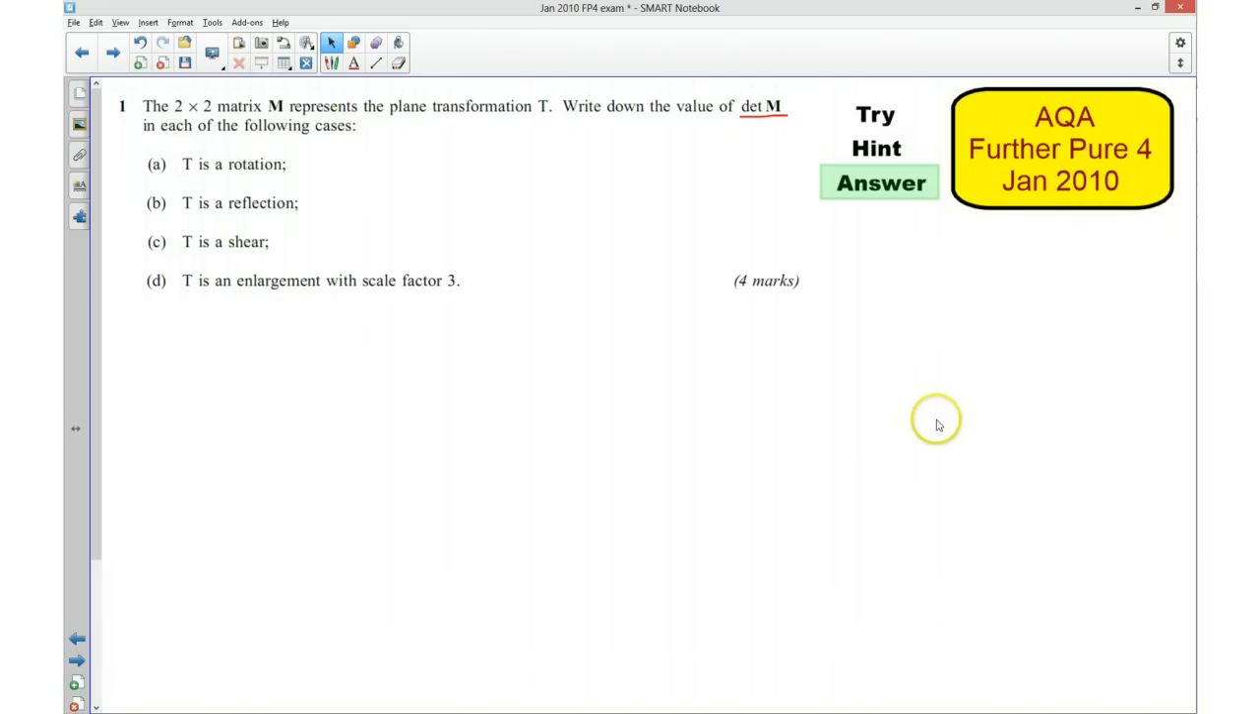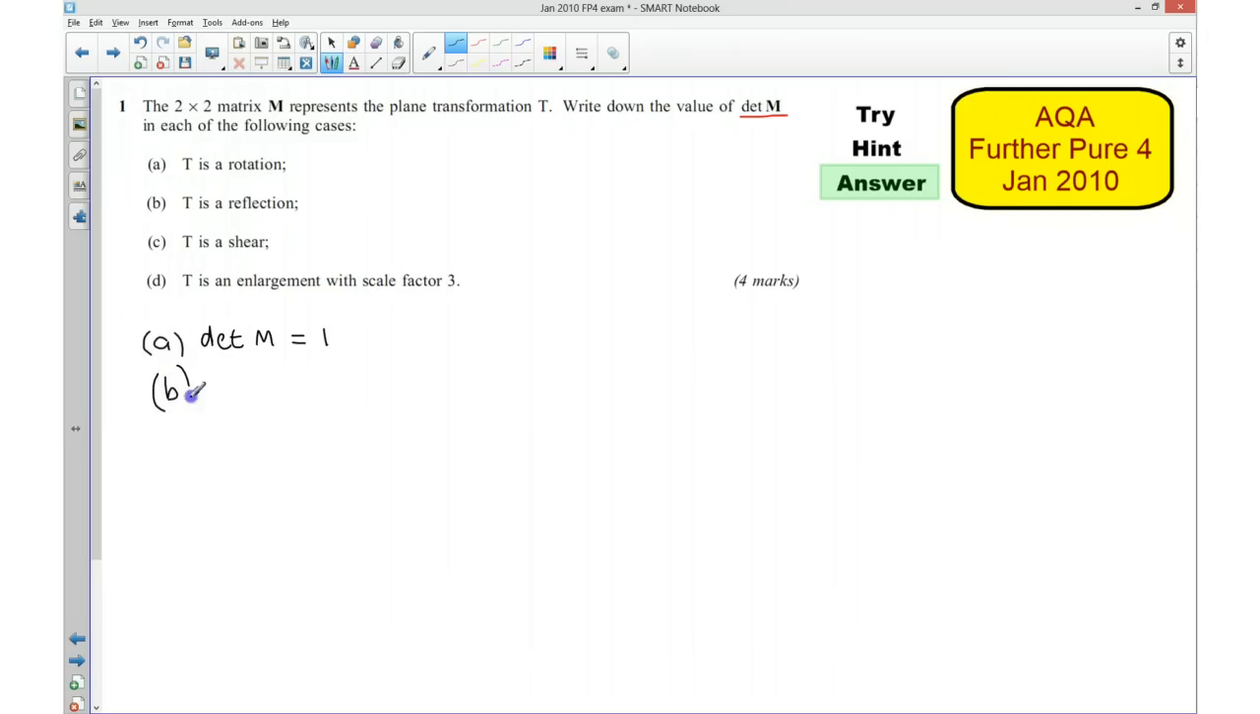Okay, I'm now going to go through the answer of this question. Okay, so for part A, we're told that T is a rotation. Now, if I rotate an object, the area isn't going to change. So the determinant of the matrix is going to just be, because we would say the area is invariant, it's not going to change, that would be 1.